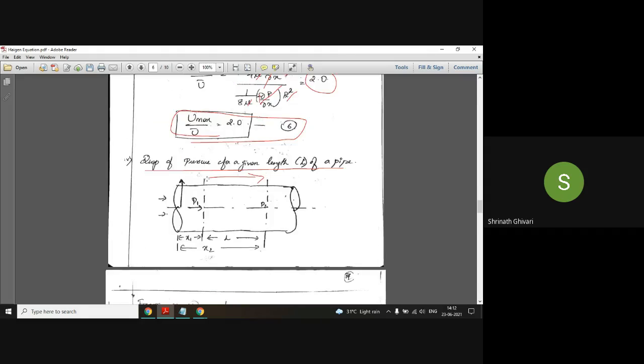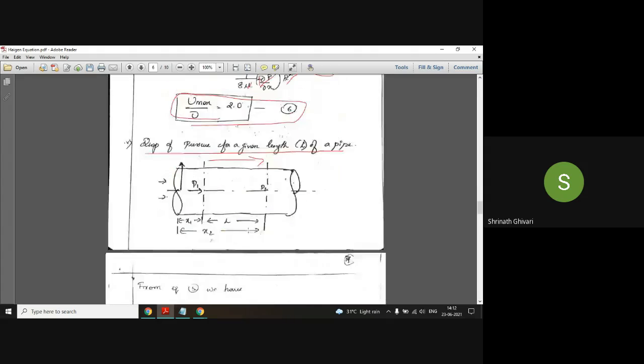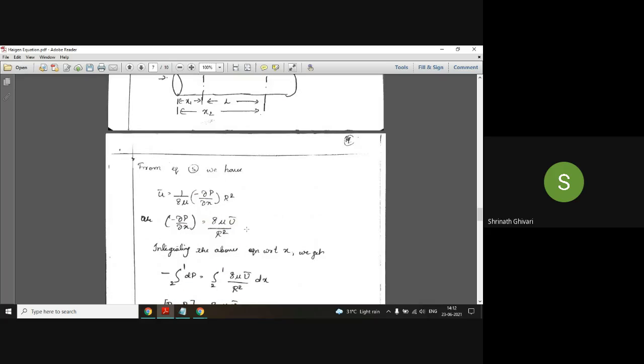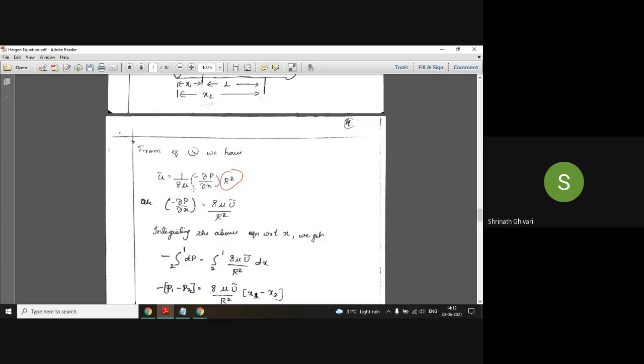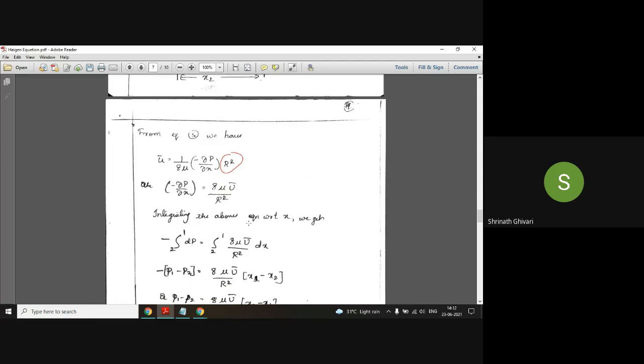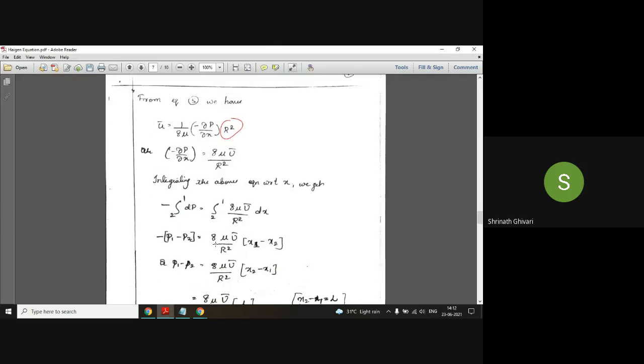So from equation 5, whatever we have got, we are going to determine the pressure difference, dou p by dou x. Now from equation 5 we have u bar equal to 1 by 8 mu, minus dou p by dou x, R square. So minus dou p by dou x equal to 8 mu u bar divided by R square. So we integrate the above equation with respect to x.